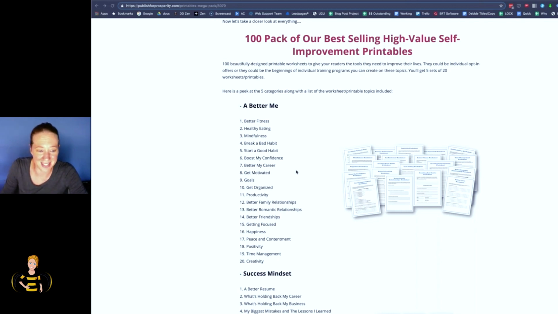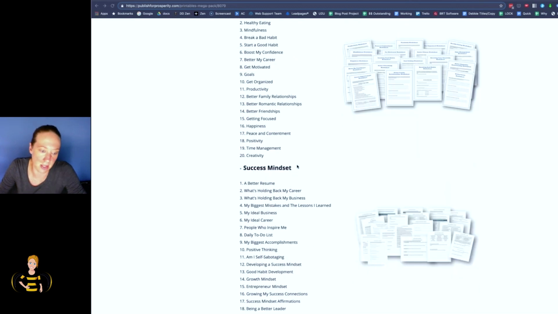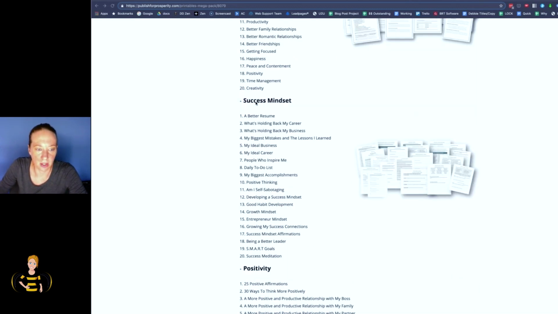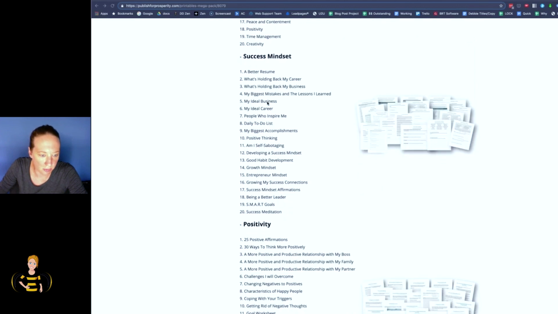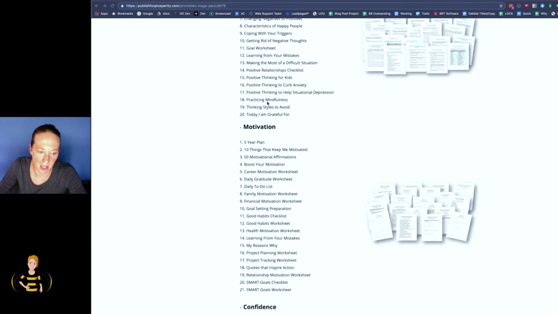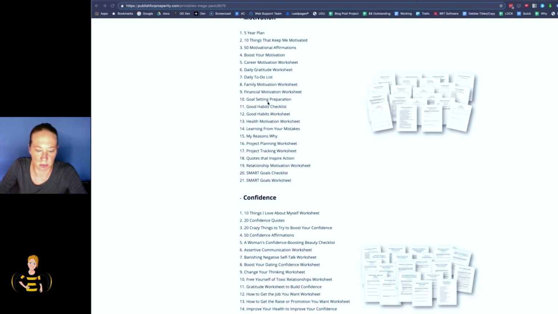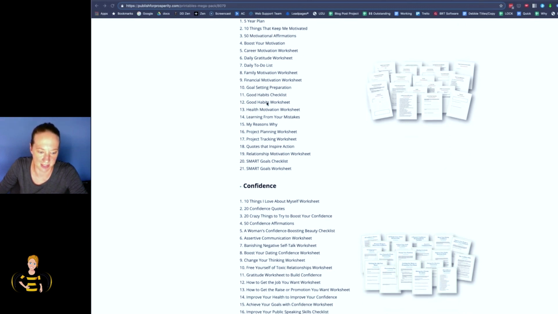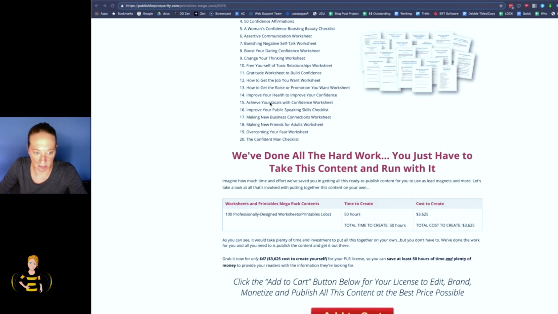So we got happiness, focus. These are whole things that could be used kind of across any single niche that sells products. Then we have here success mindset, all these. I mean, the growth mindset. There's positivity, motivation. There's just so much content here that you can just plug and play into any business model. It's so awesome. They're all editable.